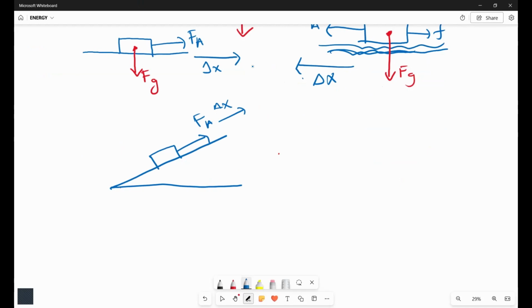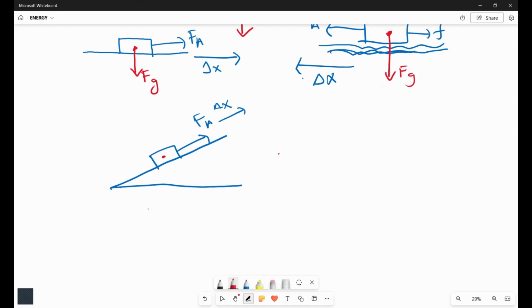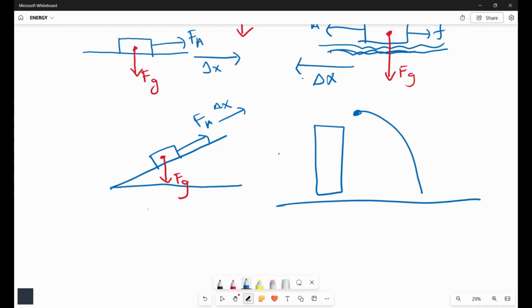My change in x. Now, whether there is friction or not, that does not matter. Where is my Fg acting? If this is my block, where is my Fg acting? Downwards. Irrespective of the scenario that I'm having, my Fg always acts downwards. So hence we are saying Fg does not depend on the path taken.